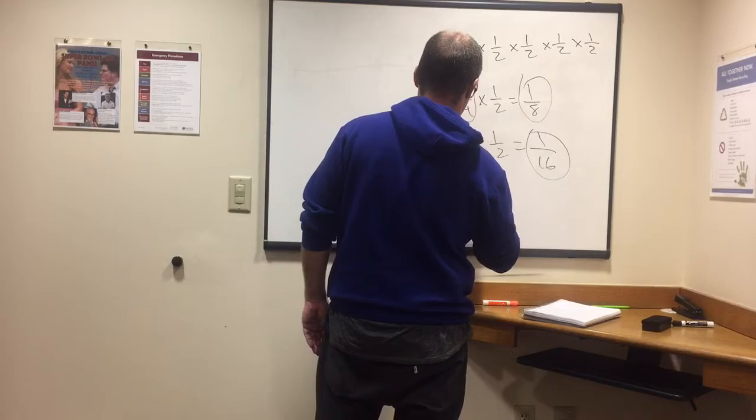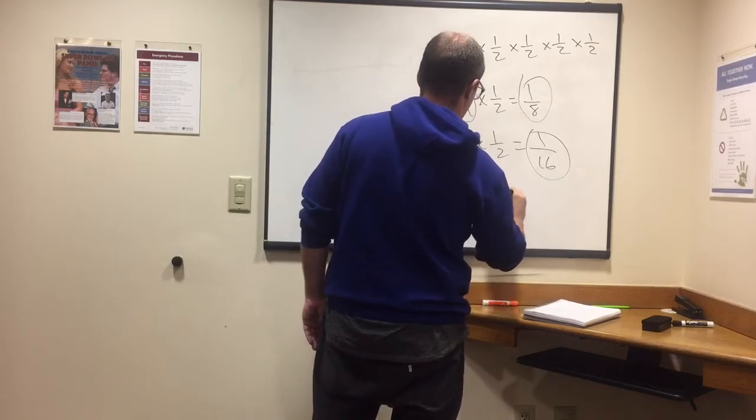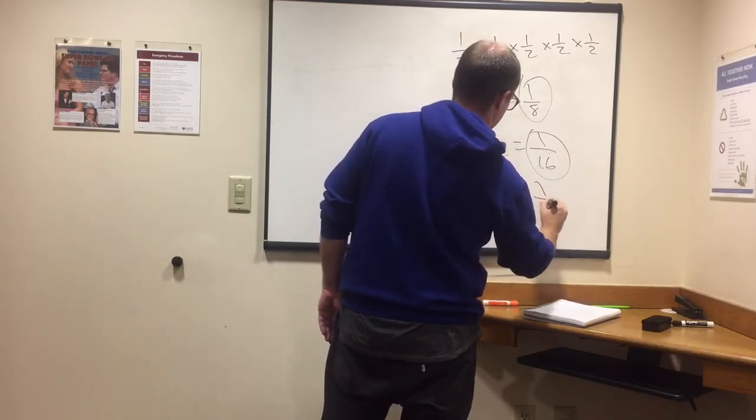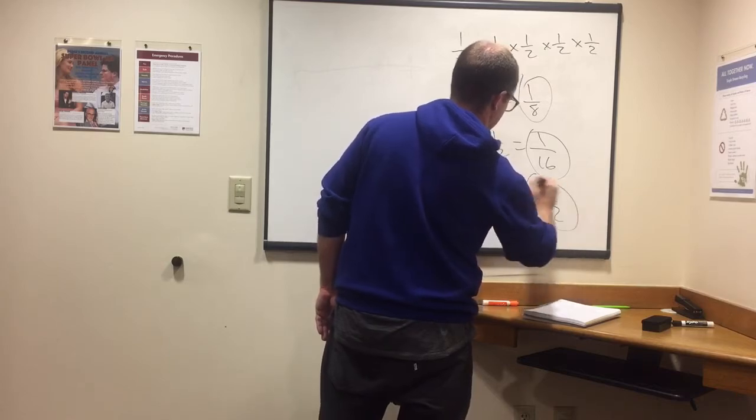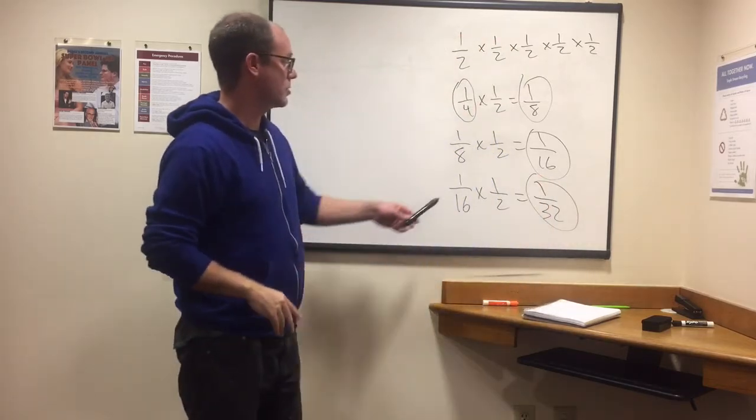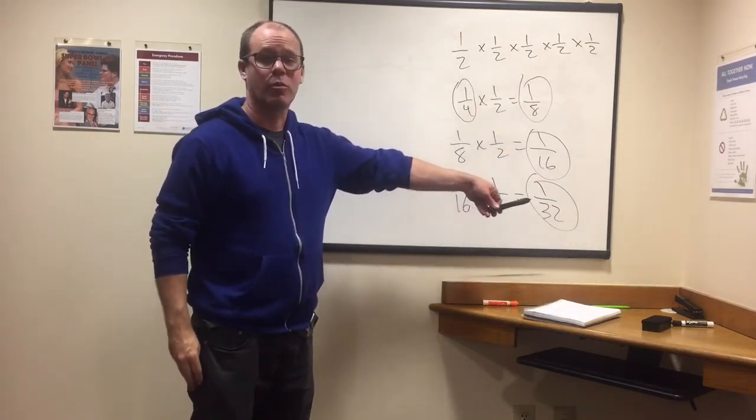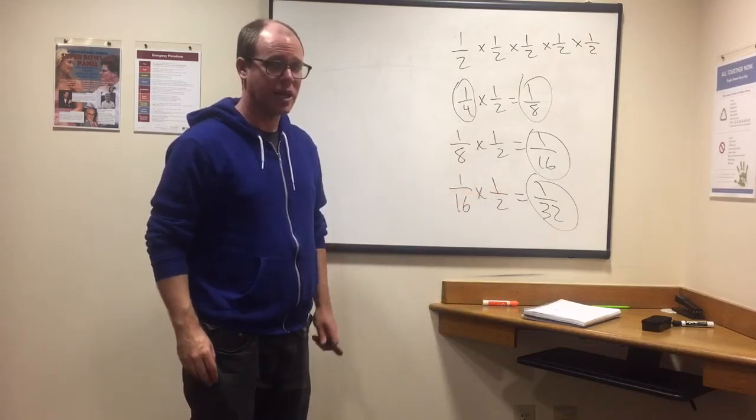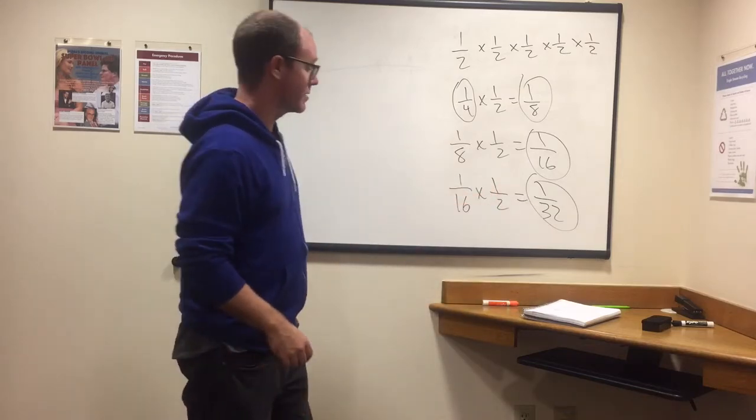And 1/16 times 1/2 is 1 out of 32. 1/16 times 1/2, 1 out of 32 chance of 5 consecutive heads.